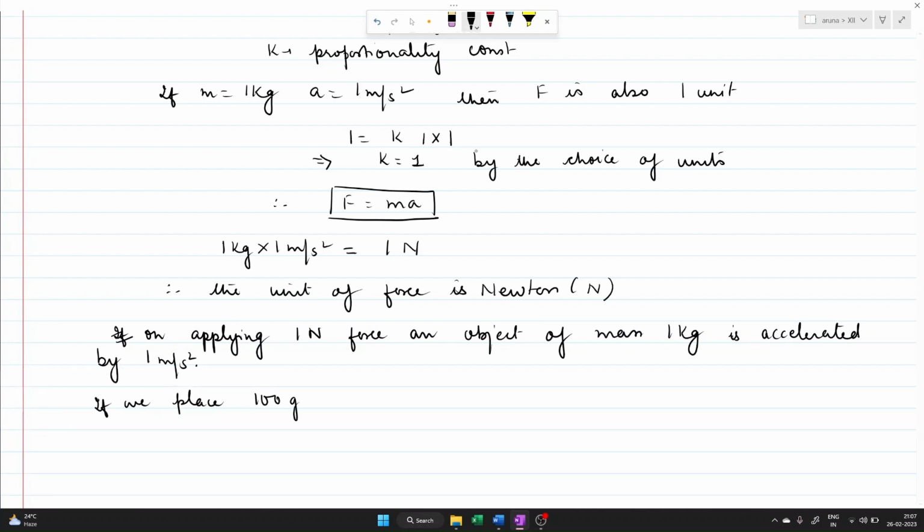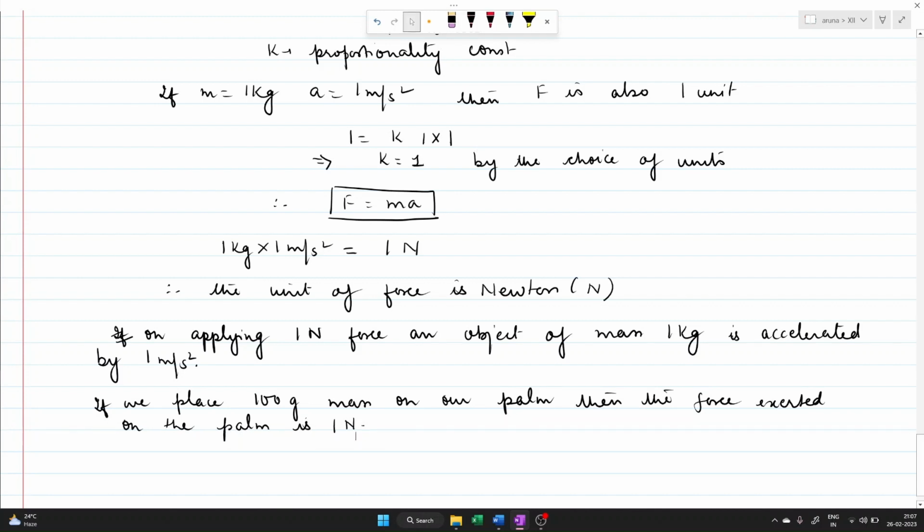a 100-gram mass on our palm, then the force exerted on the palm is 1 Newton. So let's keep the suspense, and when we discuss the gravitation chapter, you will be able to understand it much better. This example is very simple to understand. Just take 100-gram mass from any vegetable vendor, put it on your hand, and then see. The force will be 1 Newton on your palm.